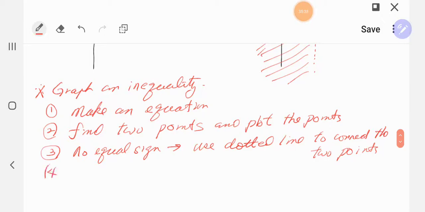And then number 4. Otherwise, which means it has an equal sign, then what? Use a solid line. Right? Okay.